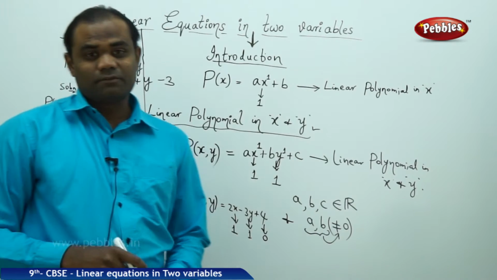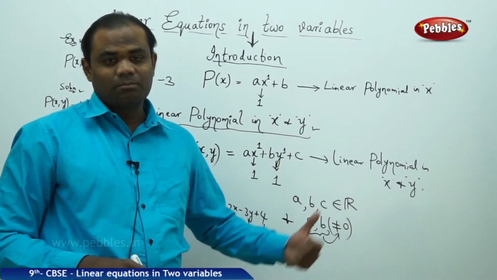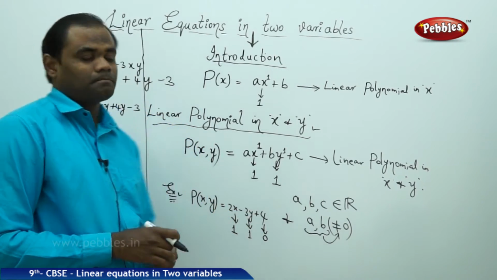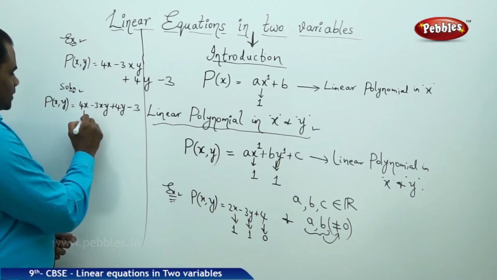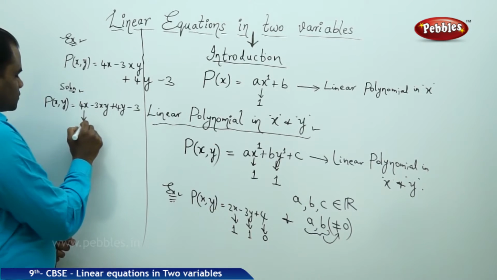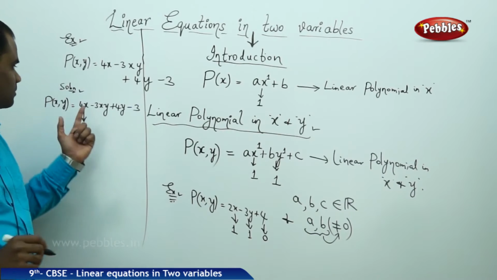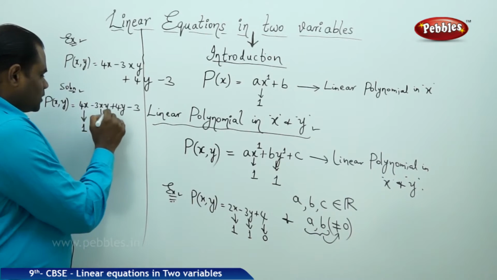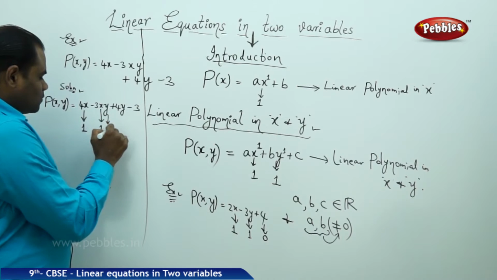Now before I justify its linearity in the polynomial, I have to search for the degree of each of the terms. So coming to the first term, I have my degree of x, which is 1, of course, because x power 1. I have my degree of x, which is 1, and I have my degree of y, which is 1.